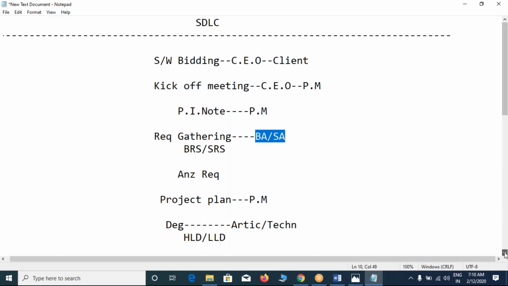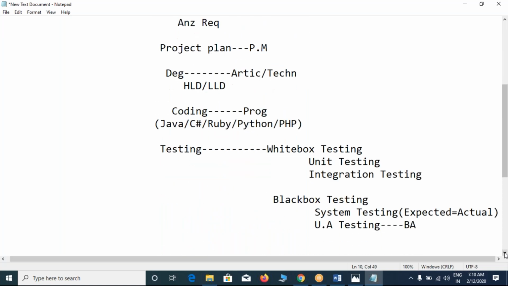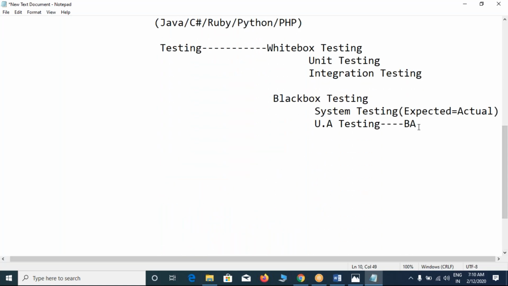So he is responsible for customer satisfaction. Whenever all implementation activities are completed, before giving to the customer, the business analyst will conduct user acceptance testing. So finally, testing means two methods, such as white box and black box, and four levels.